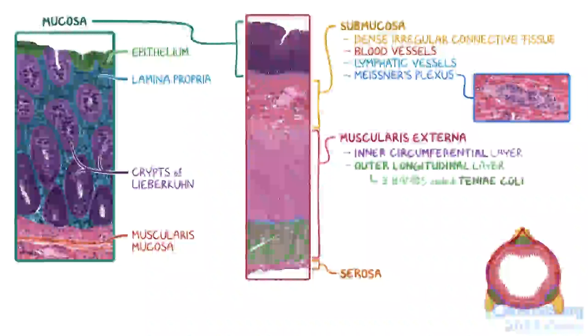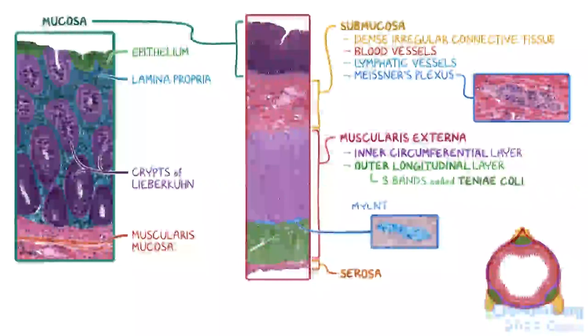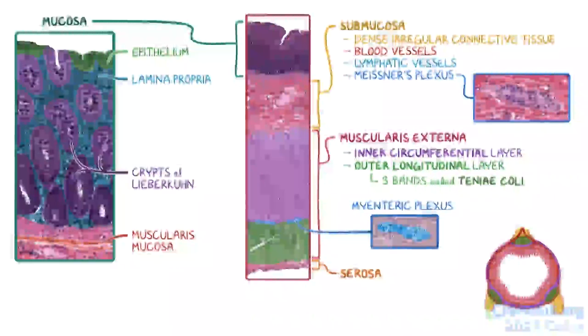Between the layers of smooth muscle is the myenteric plexus, which is the network of nerves responsible for innervating the smooth muscle of the muscularis propria. And the final, outermost layer is the serosa, which is a thin layer of connective tissue that also contains blood vessels and nerves.